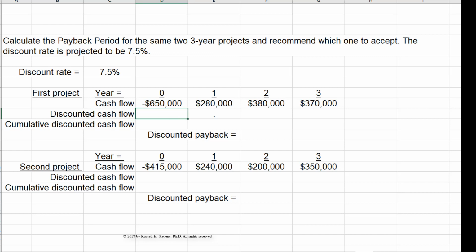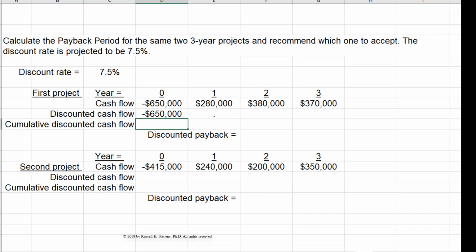To do so, highlight the workbook cell under the minus $650,000, type in an equals sign, highlight the minus $650,000, type in a slash followed by an open parenthesis, followed by a 1 and a plus sign. Highlight the 7.5%, press the F4 key once, and type in a close parenthesis, followed by a caret, denoting raising something to a power. Highlight the underlined 0 two workbook cells up and press Enter.